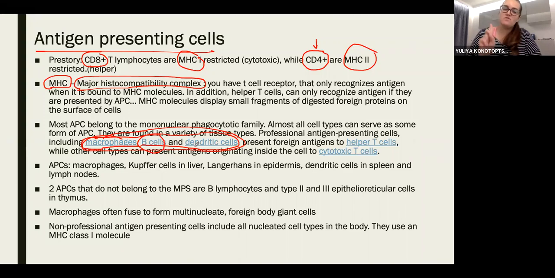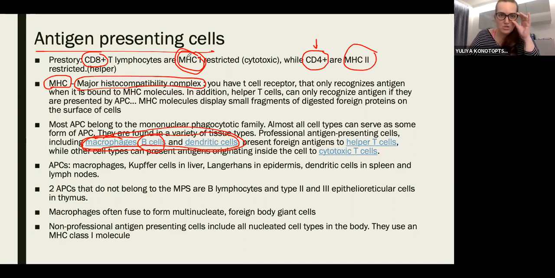But we also have non-professional antigen presenting cells. Which cells are non-professional antigen presenting cells? It's any nucleated cell. Any cell that has a nucleus can be considered a non-professional APC. Why? Because it simply has MHC1. So don't forget, who has MHC1? Every nucleated cell has MHC1.